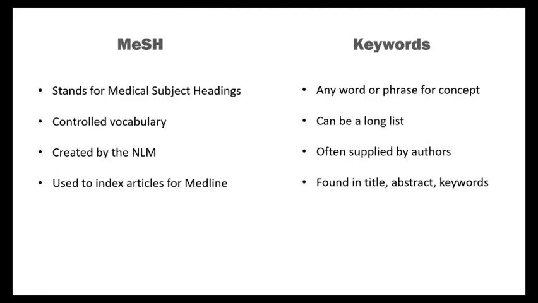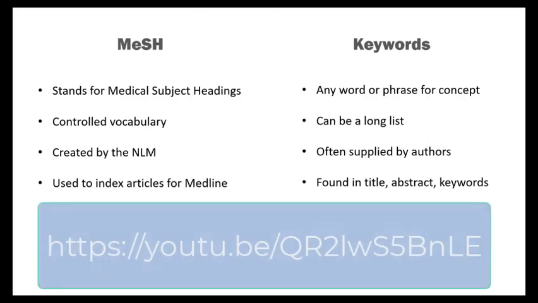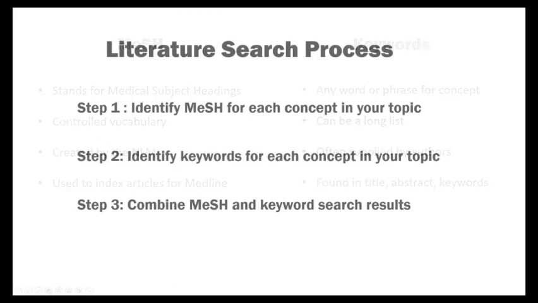Often, keywords are supplied by the authors of an article and can be found in the titles, abstracts, and keyword fields. For more information on MeSH and keywords, please watch our video on subject headings and keywords in which we go into much more detail. Both MeSH terms and keywords are essential to conduct a thorough search of the literature, and our video explains why.